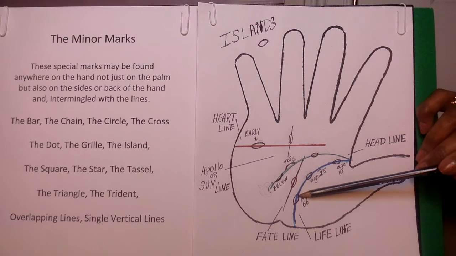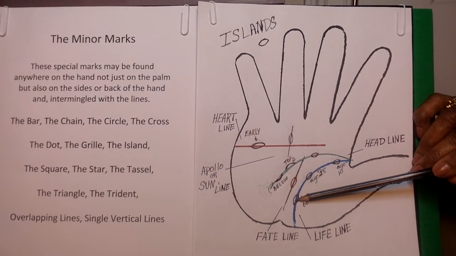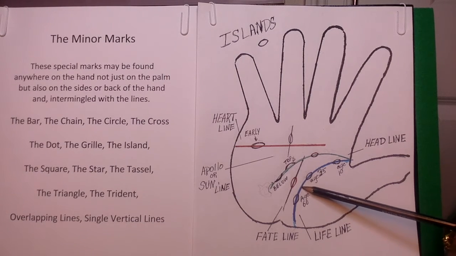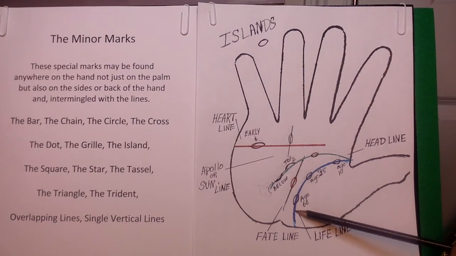All right, here we have one further down. Here it appears later on the lifeline. It shows a possible prolonged period of ill health that should be avoided. It's important to time the island and avoid falling prey to illness at the time the island is there. All right. Remember, if the line is clear afterwards, no more islands, then you're in good shape.